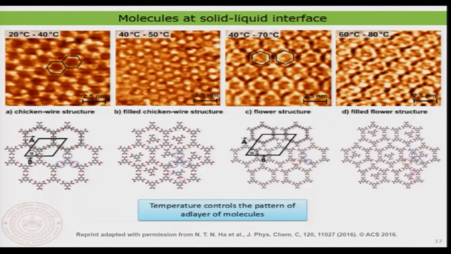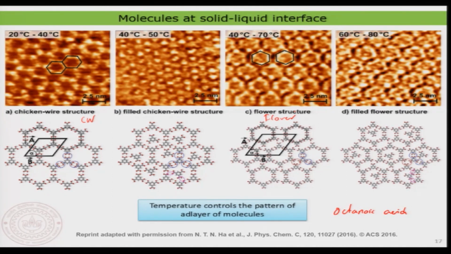So, finally, what I also want to say is that again this is the trimesic acid molecule which is worked out in octanoic acid, and what is interesting here is that depending on the temperature at which you image the molecule, you can find the chicken wire and the flower structure.